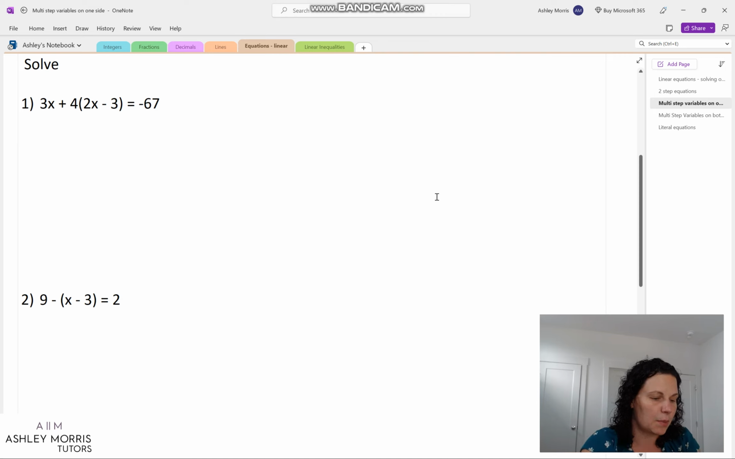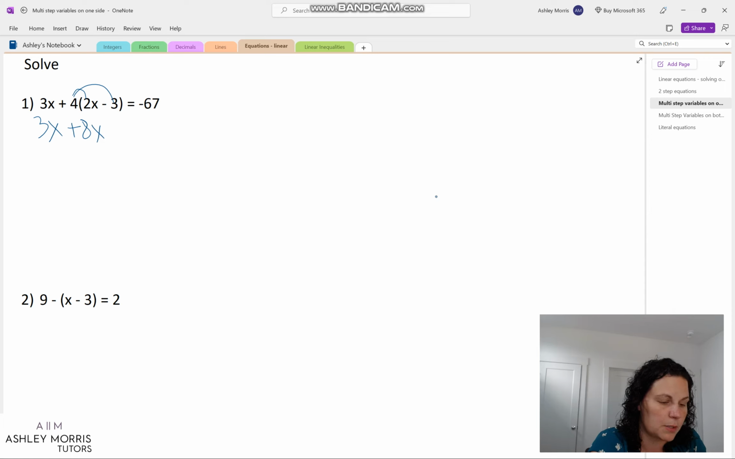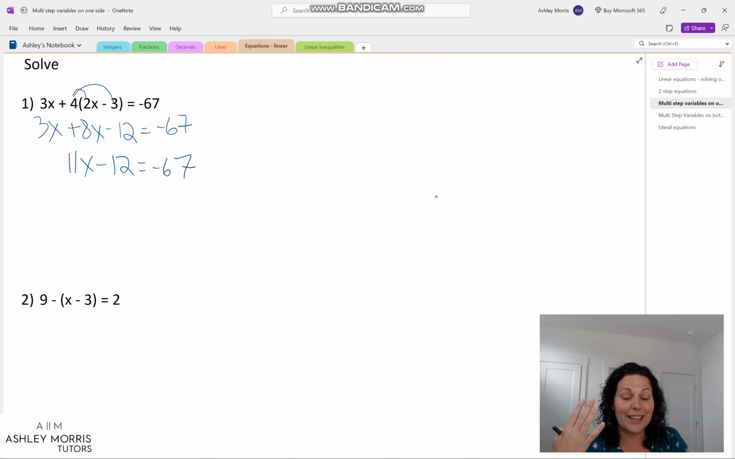So number 1, step 1, distribute, combine. So let's distribute this 4. Positive 4 times positive 2x is positive 8x, positive 4 times 3 is 12, and there's a negative in there, so make sure you pay attention to that. So we distribute, now we combine, 8 plus 3 is 11. Don't forget the x with that 11. Ta-da! It's a two-step equation. We haven't done anything new, really. Distribute, combine, and now we have a two-step equation.